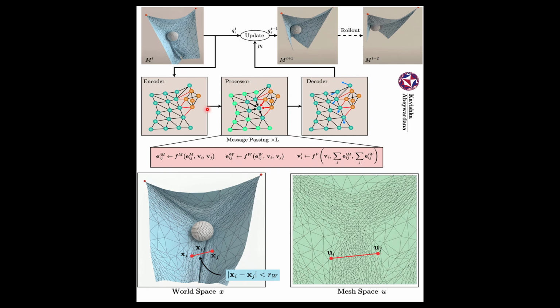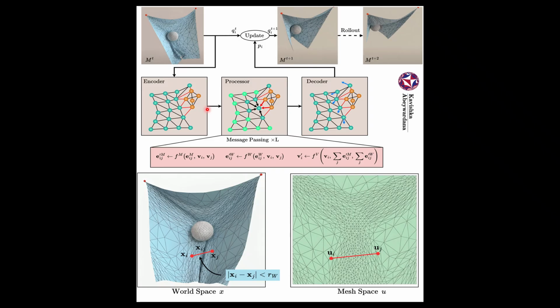Why? Because physics depends mostly on local interactions. For instance, a cloth point moves because of forces from nearby cloth points. A fluid cell changes because of neighboring fluid flow. So the model learns these local physical relationships.